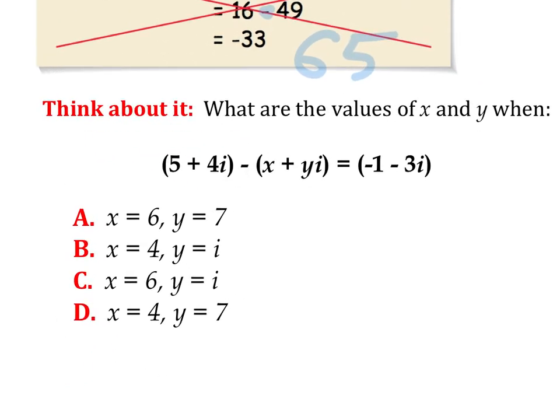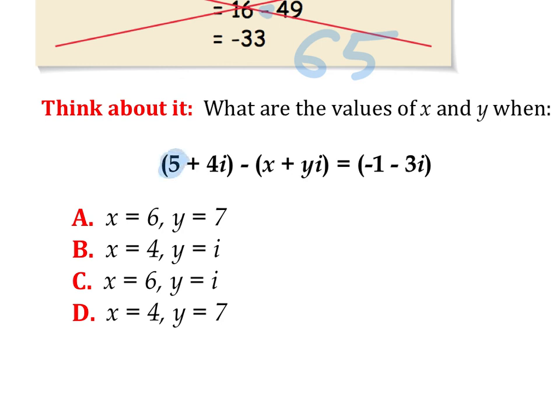All right, next, what are the values for x and y when given this equation? All right, so let's look at our real numbers. We have 5, we have x, we have negative 1. In my head, I need to figure out 5 minus x equals negative 1. What value would make that true? Well, x would have to be 6. So b is out, d is out.